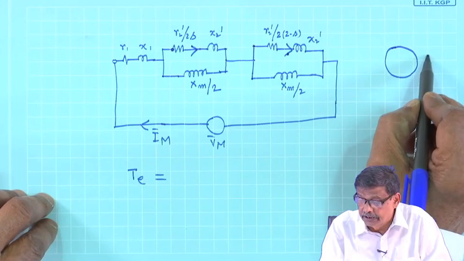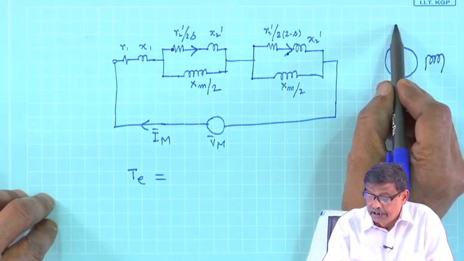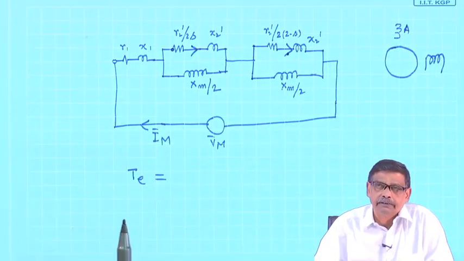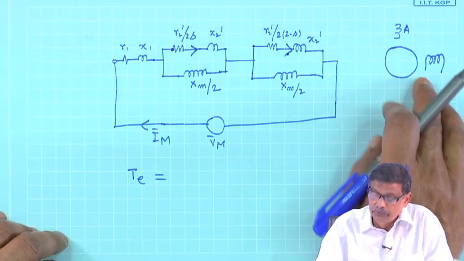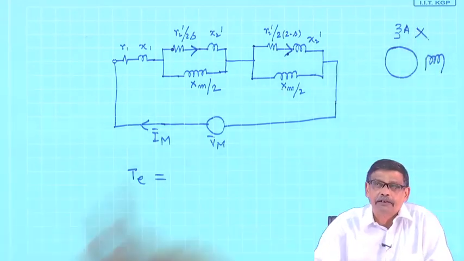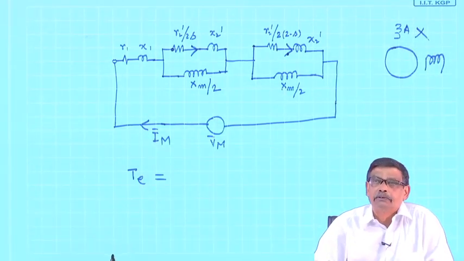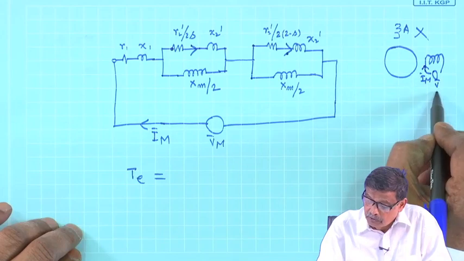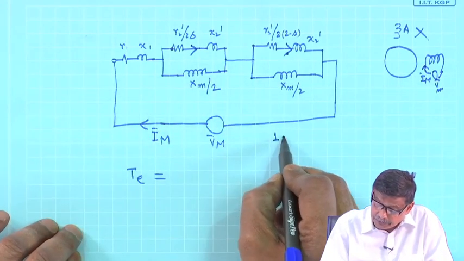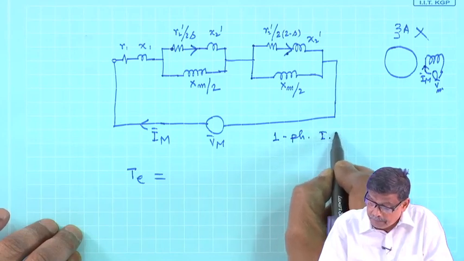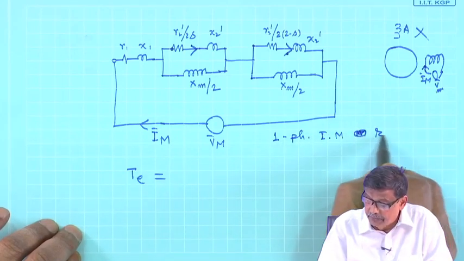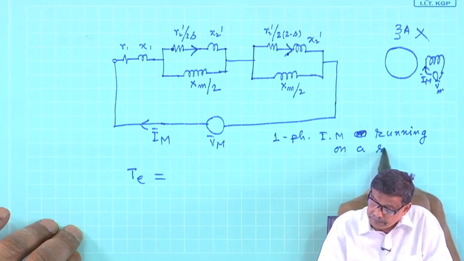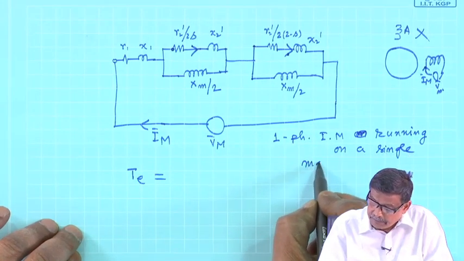The machine which is running on a single coil, mind you. That auxiliary winding, I did some tricks to translate these two currents as balanced two phase currents. It is not there at all. That is why I have assumed I bar A equal to 0. So, this is I bar M, this is I bar M, and this is V bar M. So, this is the equivalent circuit of a single phase induction motor running on a single main winding.